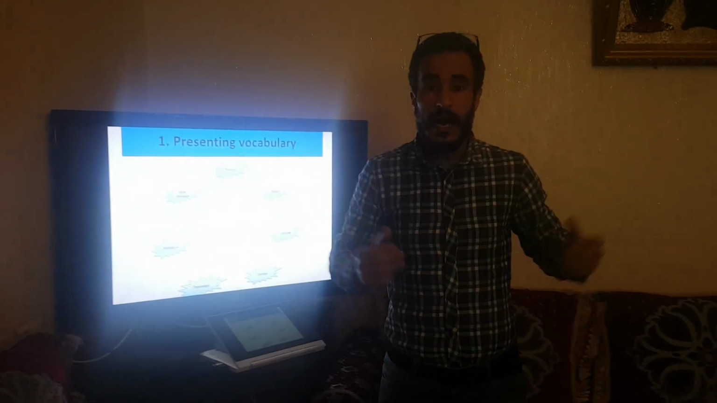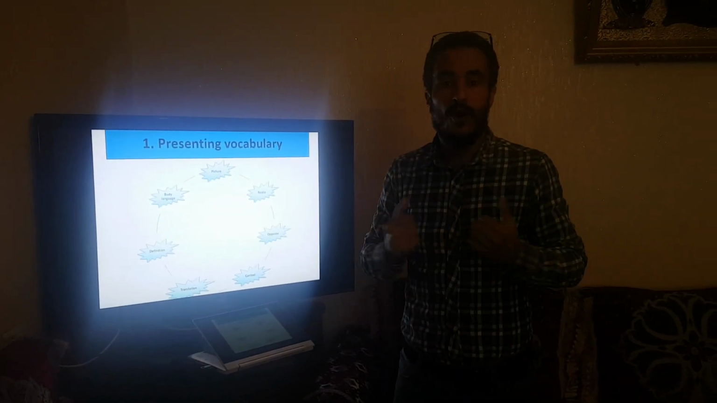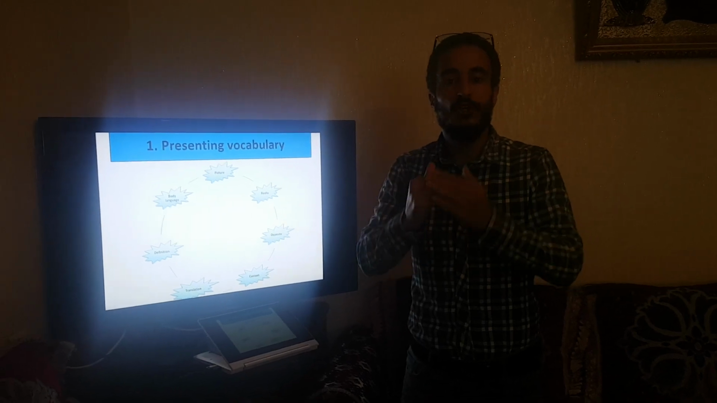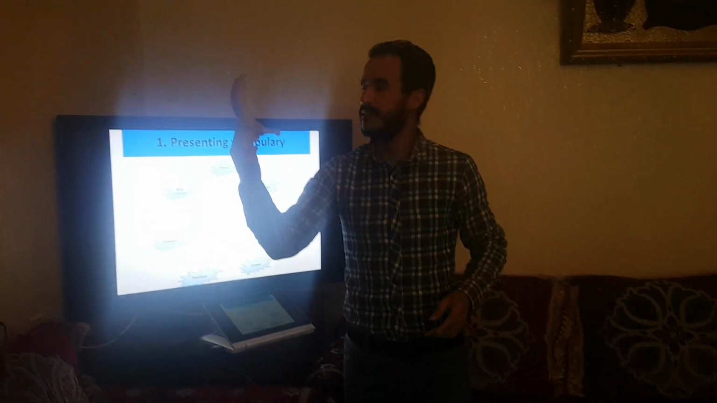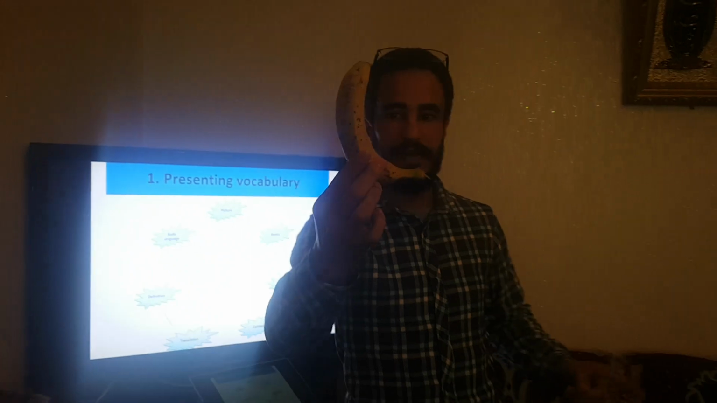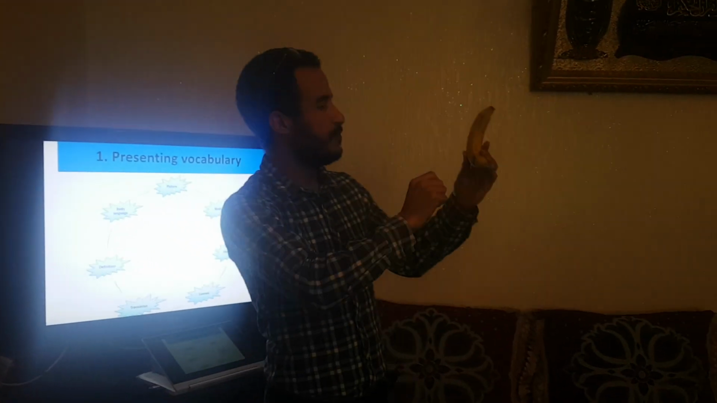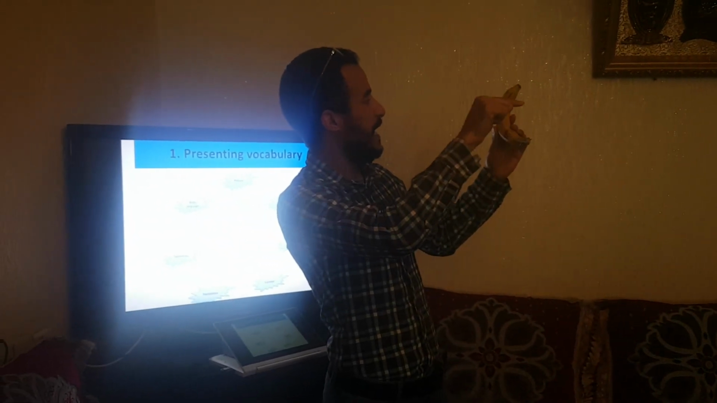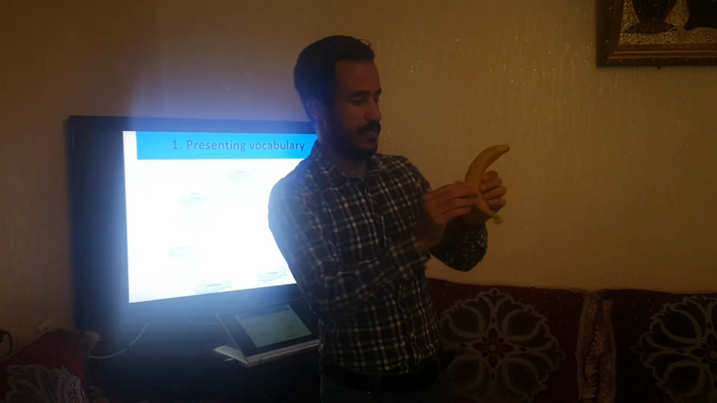Okay. Or I can depend on realia. Realia means using real objects. Look, what's this? What's this? This is a banana. Repeat, a banana, a banana. I'm going to write on the board a banana. It's a noun. Good.